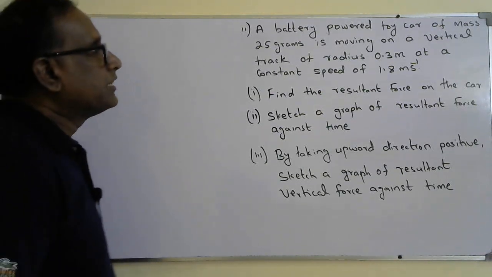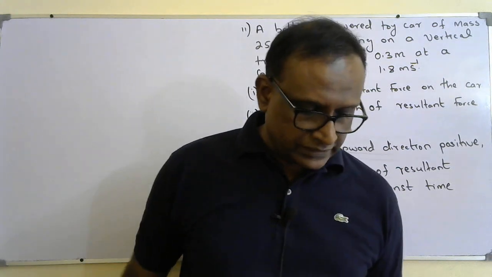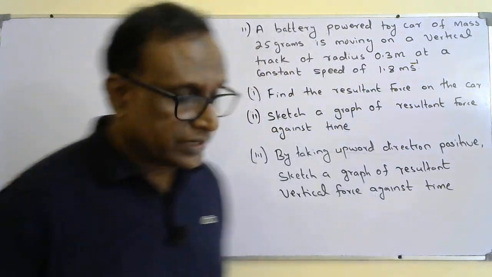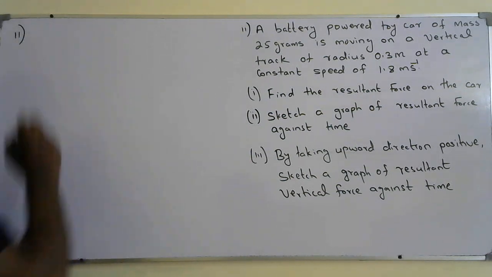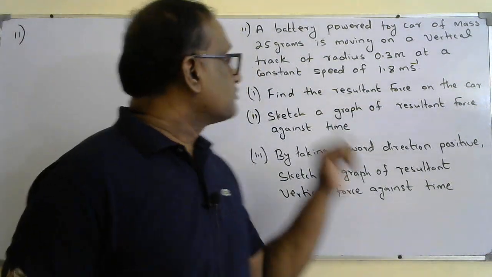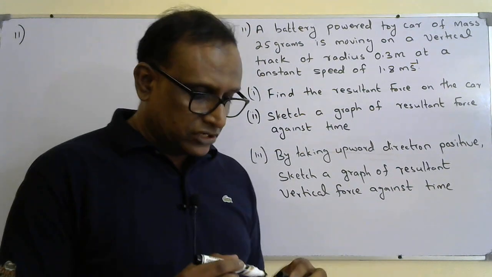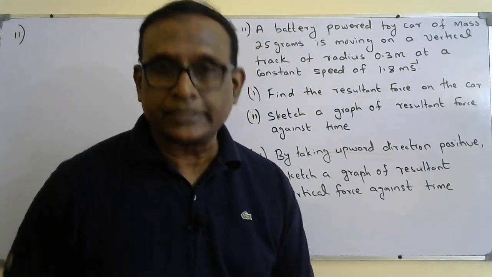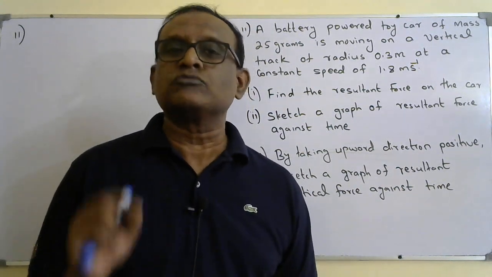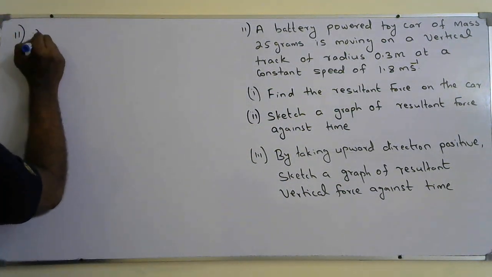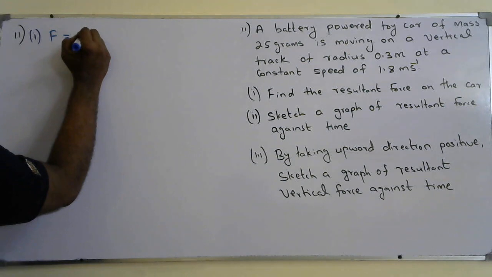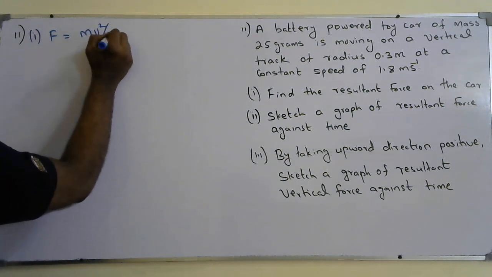Okay, so this is the 11th question, where a battery powered car is moving at constant speed on a vertical circular track. So you know the centripetal force. First part, find the resultant force acting on the car, which means the centripetal force. That will be constant everywhere because it's moving at constant speed. So the resultant force is the unbalanced force, that is the centripetal force, which is going to be mv squared over r.